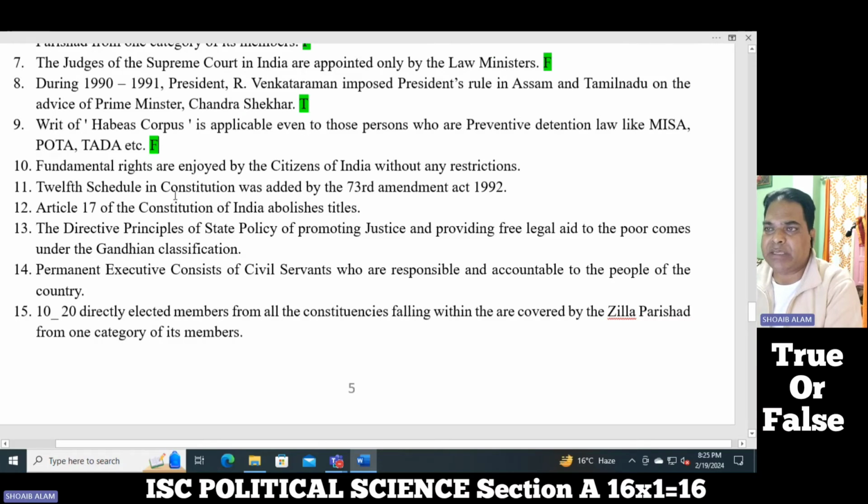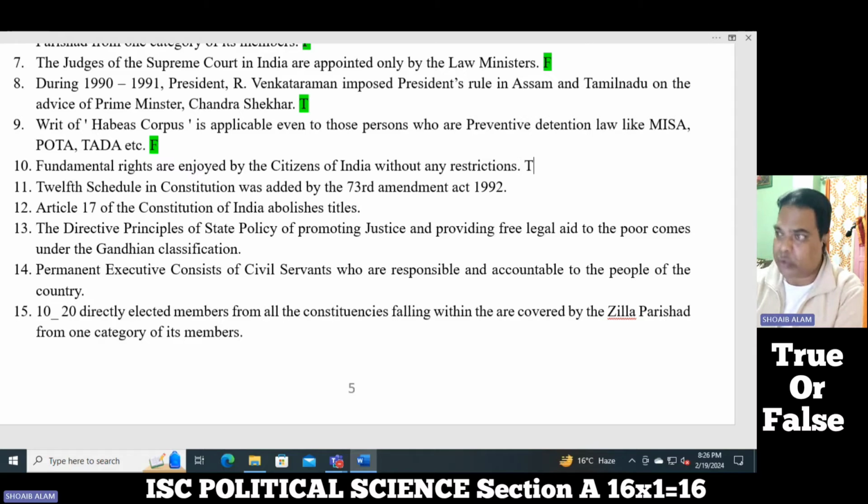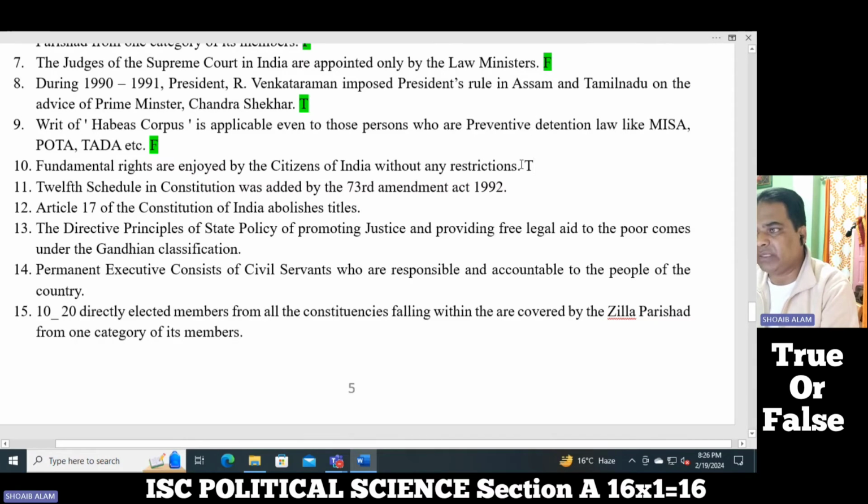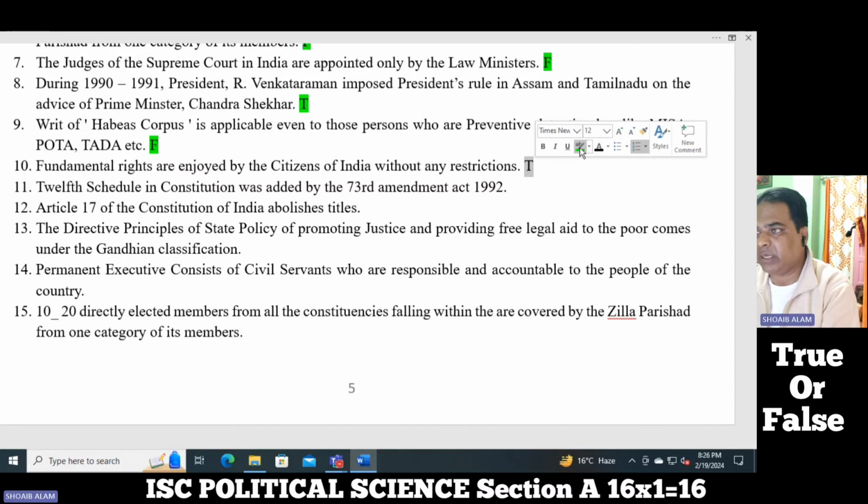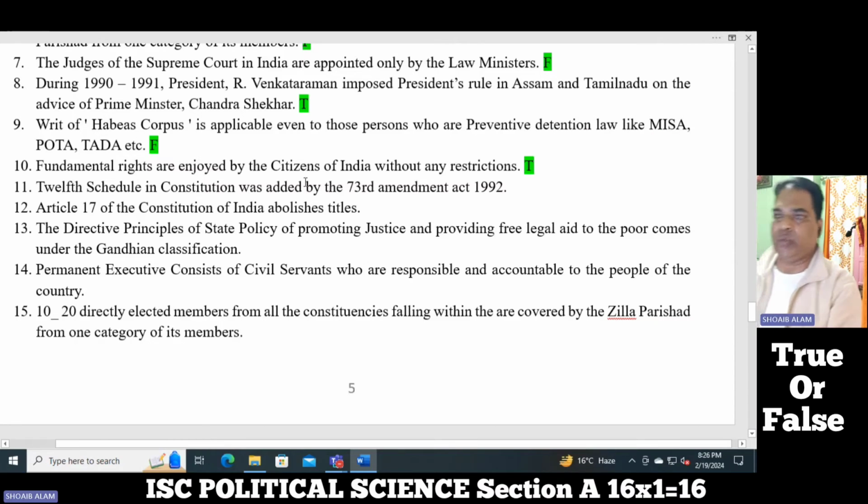The fundamental rights are enjoyed by citizens of India without any restriction. Sometimes there are reasonable restrictions. So here we'll go with true, but during emergency, certain restrictions, reasonable restrictions are imposed. So as per the statement, it's true.